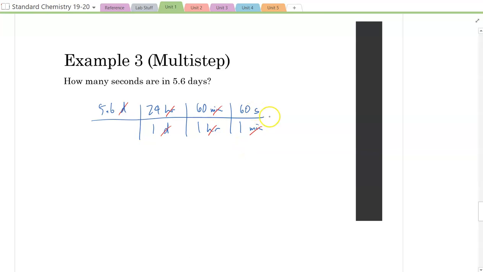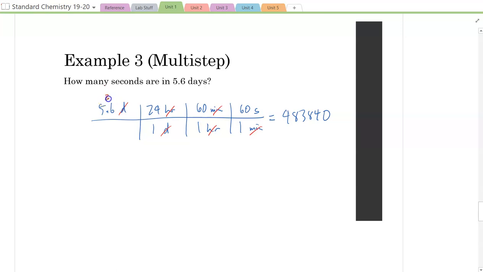Furthermore, this makes your work a little bit easier. So in your calculator, I basically just go through and multiply and divide everything as it is. I just do one giant step. So I do 5.6 times 24 divided by 1 times 60 divided by 1 times 60 divided by 1, and then make that into one easy calculation. So when you stick that in your calculator, you end up getting a value of 483840.